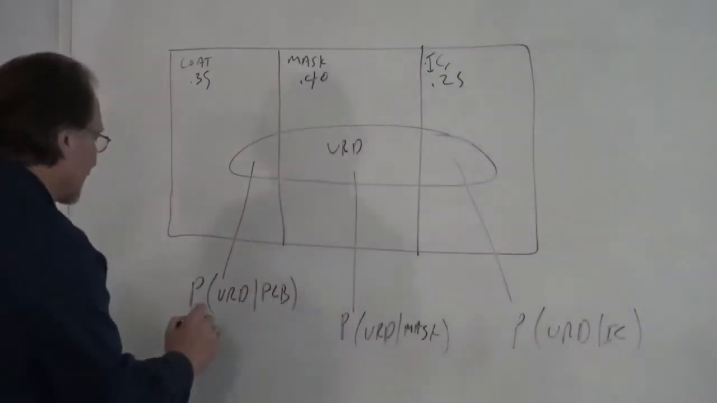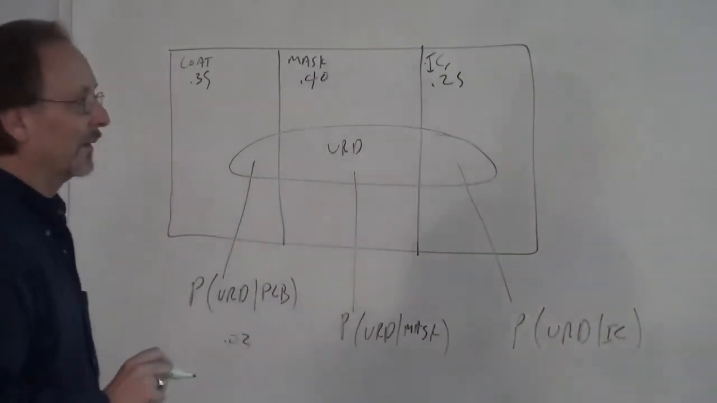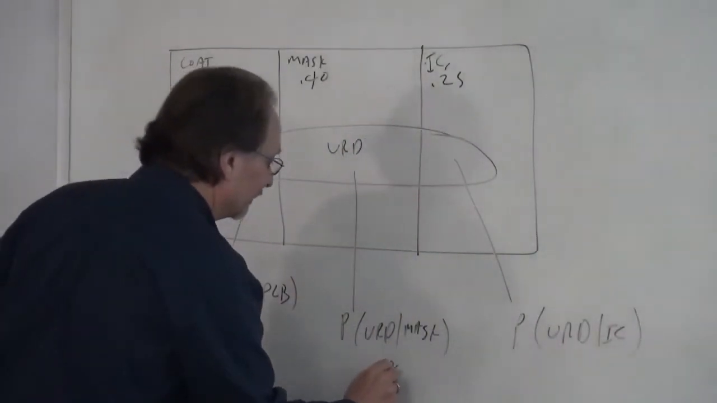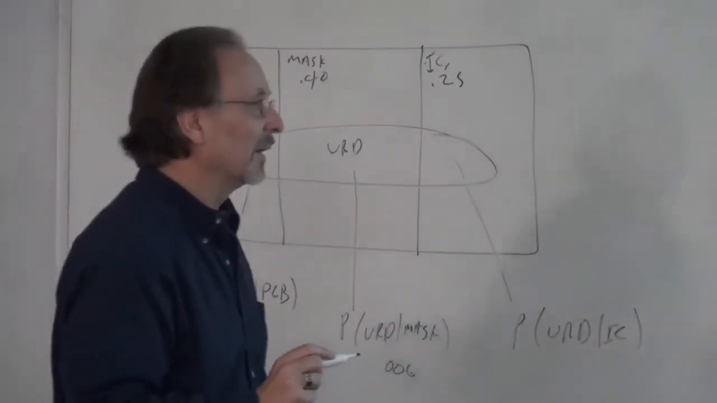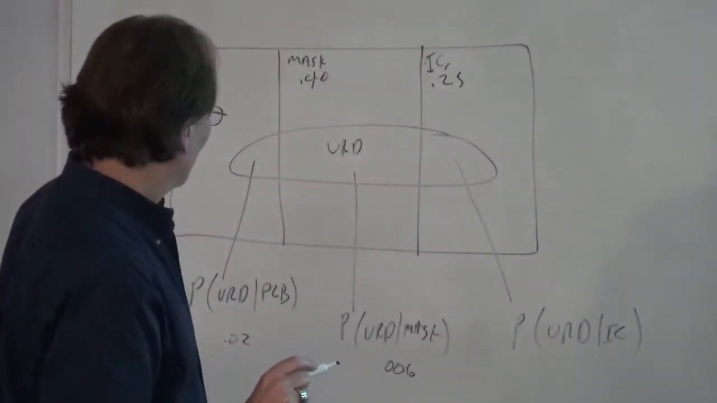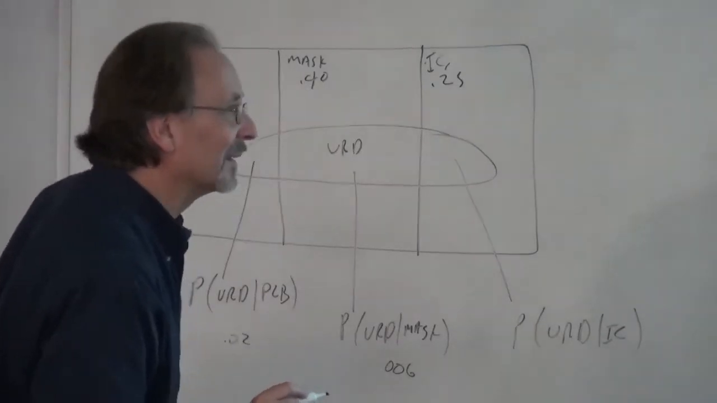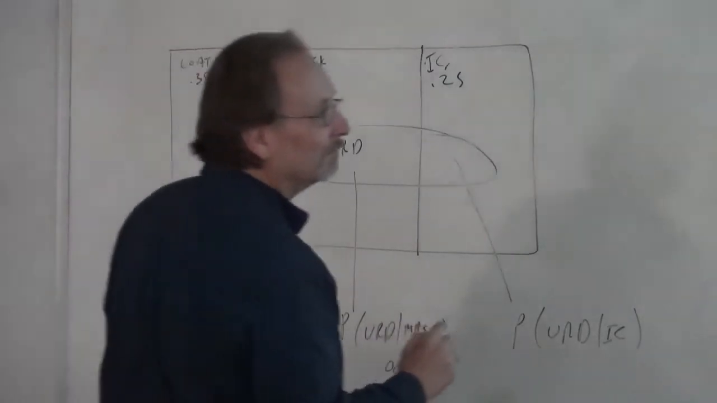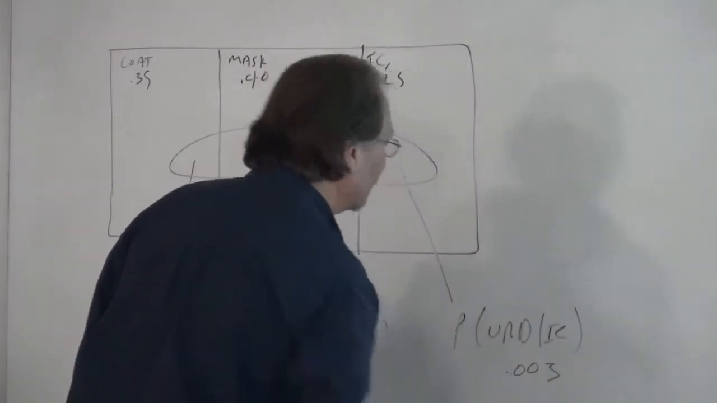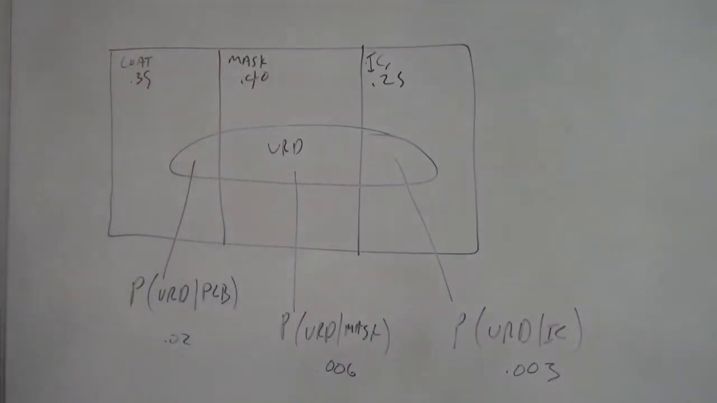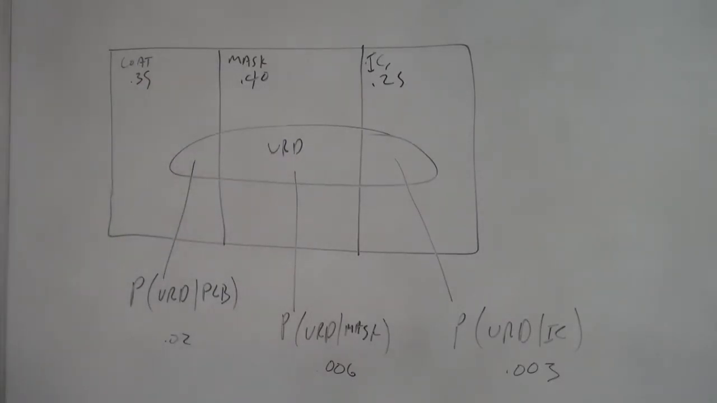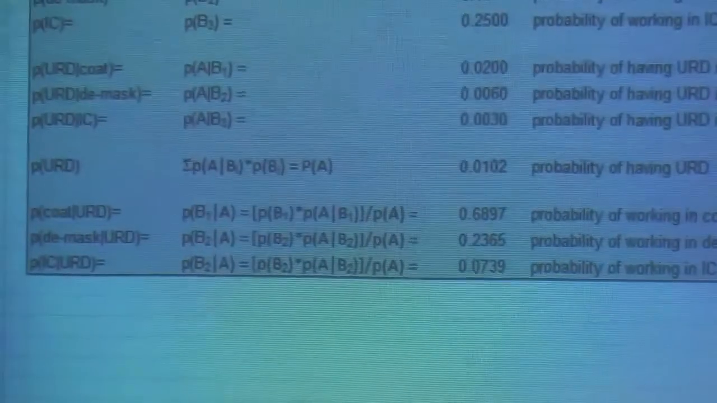Okay, this one we know PCB is 2%, so that's 0.02. The maskers is 0.6%, so it's 0.006. And the next one is the IC installers is 0.3%, so that's 0.003 probability. So we know the conditional ones. We can calculate the probability of an upper respiratory disease, and then do the conditional probabilities from there. And that's what each one of those looks like.